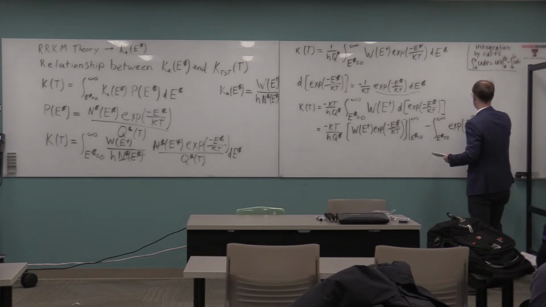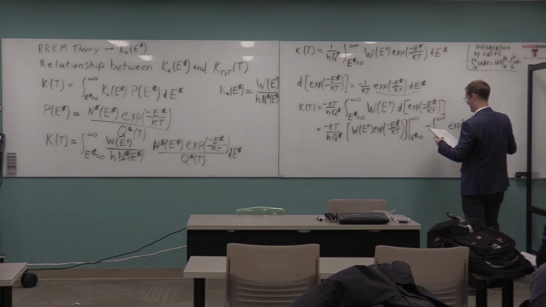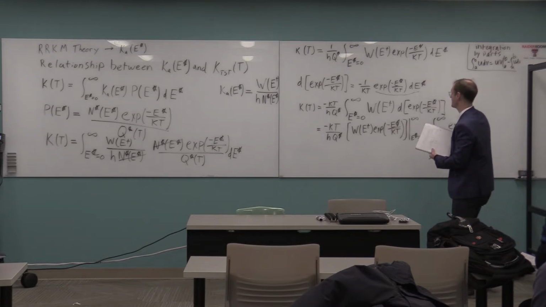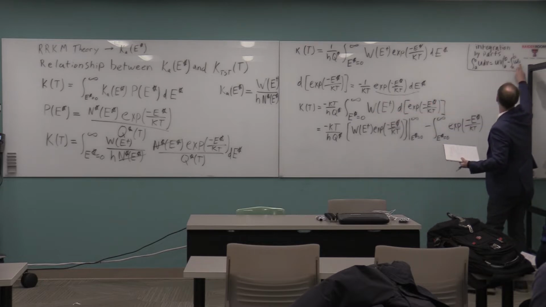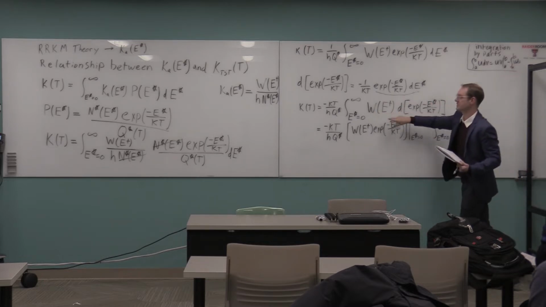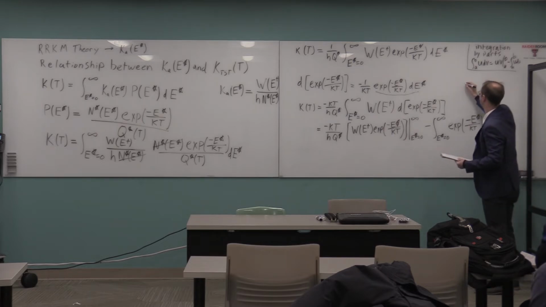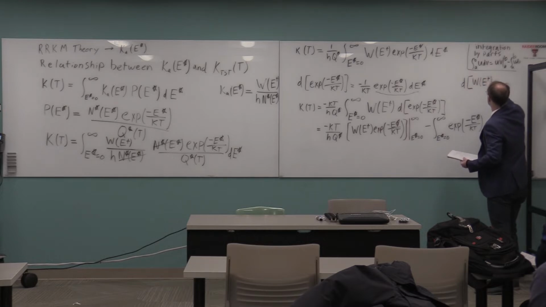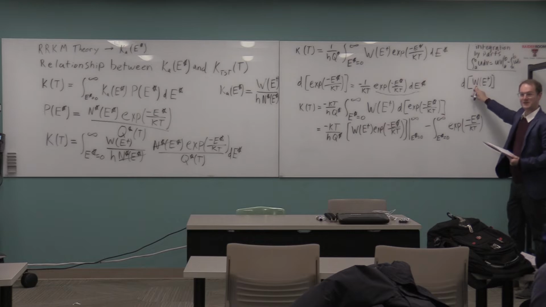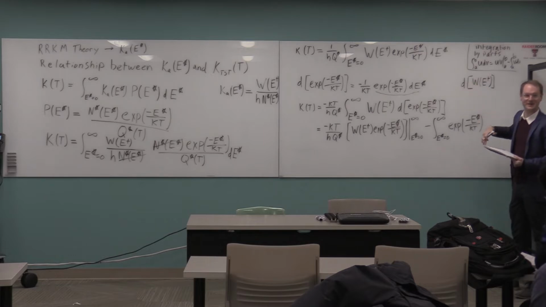And then minus the integral from E star equals 0 to infinity of the exponential of minus E star over KT. Oh, I'm sorry, sorry, let me back up. So first we need du, right? So u is W of E, so what's du? W of E is the total number of states up to and including E star. So if we go a little higher in energy, how many more states do we get?